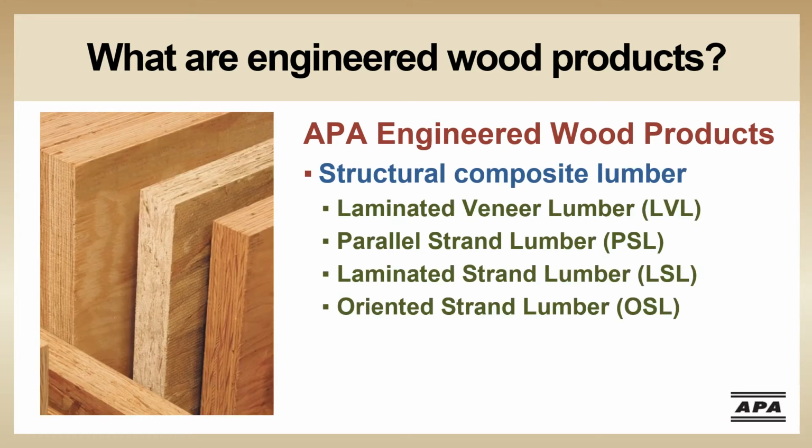The remainder of our time will be spent covering the structural composite lumber products, including laminated veneer lumber, or LVL, parallel strand lumber, or PSL, and laminated and oriented strand lumber, or LSL and OSL. The common denominator for all of these products, including panels, is wood fiber that is bonded together with resins.